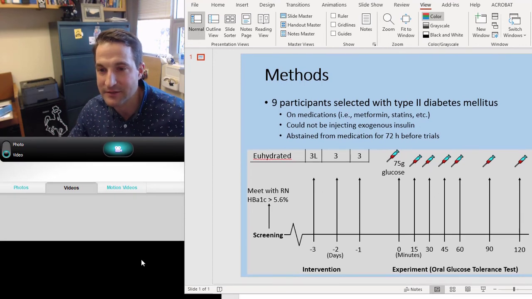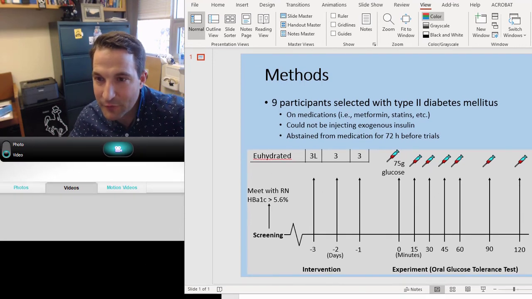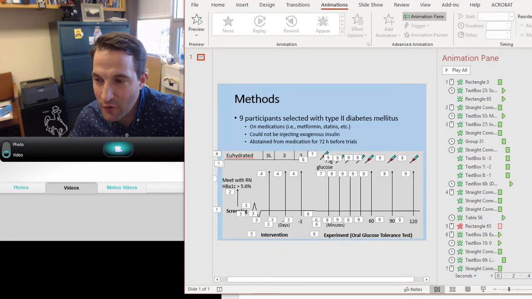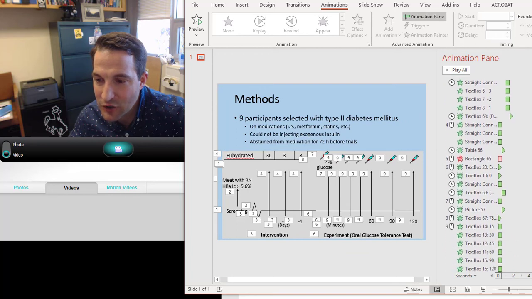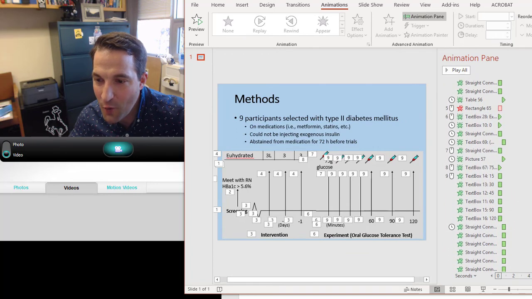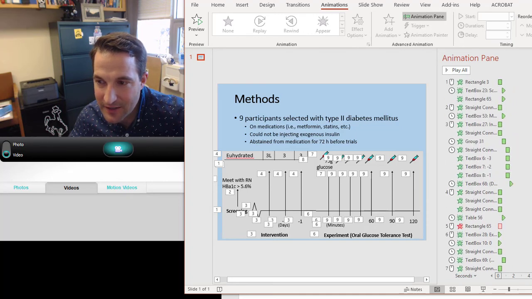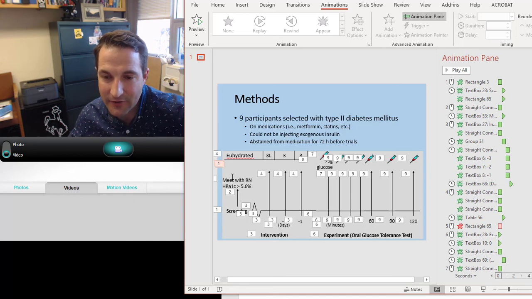So let's talk about how we did this. If we look at this figure overall, we are going to add in our animation pane. If you look over here to the right-hand side, you can see just how many animations were needed in order to get this to be correct. Every single item on here had to be animated separately.